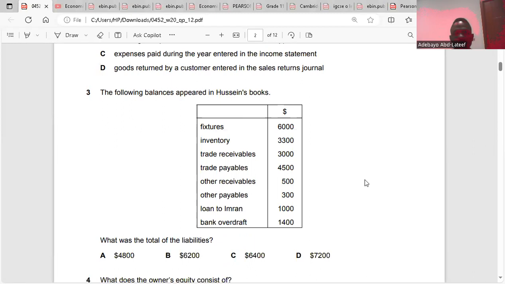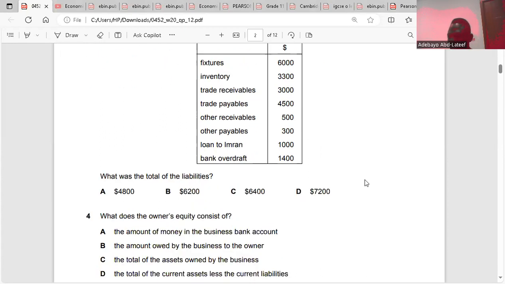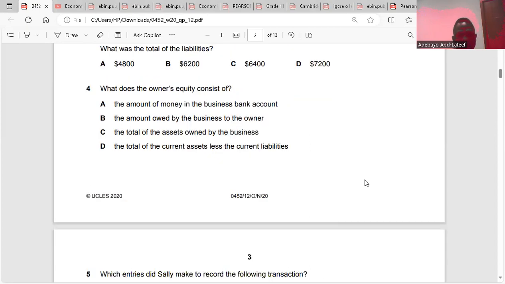Question 3. The following balances appeared in Hussein's books. They said we should calculate the total liabilities. So liabilities are the trade payables, which is 4,500, other payables, which is 300, and overdraft, which is a short-term loan or current liability, which is 1,400. So the total is 6,200. B. Question 4. What does the owner's equity consist of? That's the capital invested, the amount of money the owner of the business puts into the business. That's capital. So it's B.